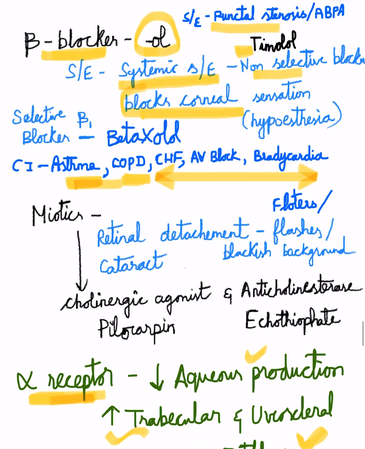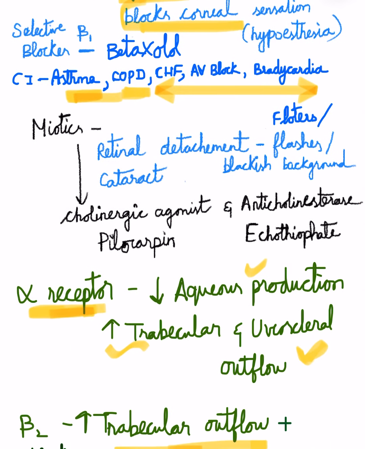And we have another group of drugs, the miotics, which decrease the pupil size and help in increased trabecular outflow. These drugs are cholinergic agonists and anticholinesterases, because parasympathetic stimulation causes miosis, or decrease in the size of the pupil. The cholinergic agonist is pilocarpine, whereas the anticholinesterases inhibit cholinesterase, which increases the level of acetylcholine and produces this parasympathetic effect. These drugs, like ecothiopate, are used in the treatment of glaucoma by increasing the trabecular outflow.